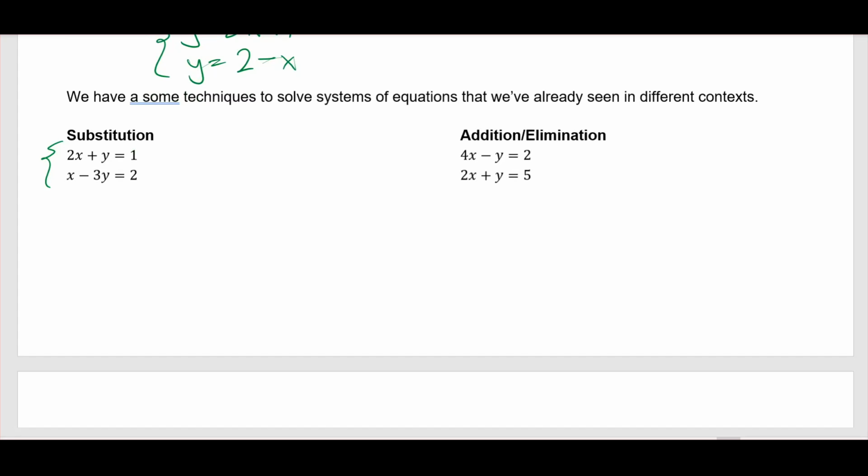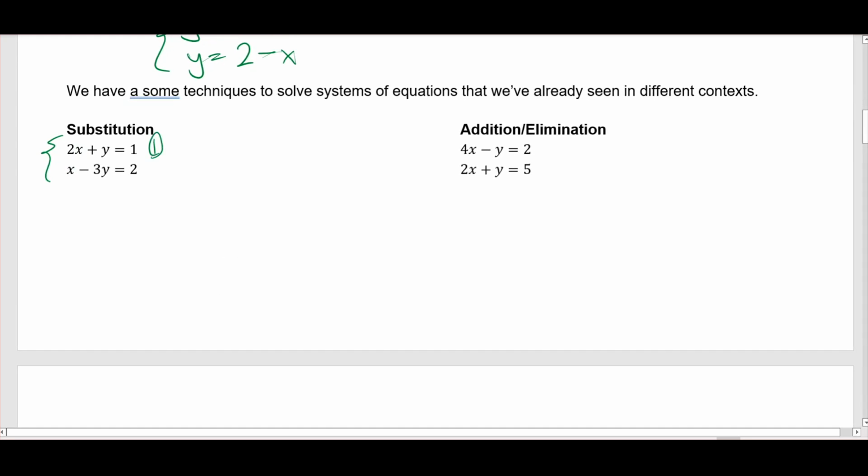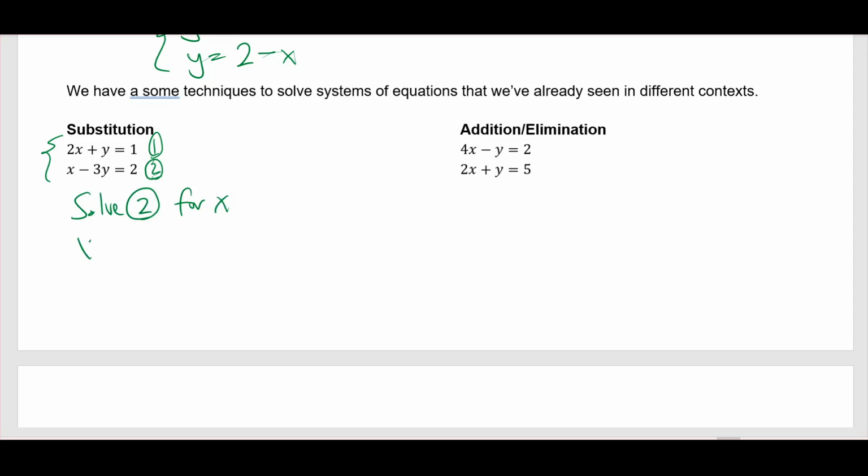Well, if I'm going to have a solution to this, x, y, as an ordered pair, whatever this number is, that's got to be the same number there, right? So the substitution method, we can choose, if I call that equation 1 and then call that equation 2, if I solve equation 2, so we're going to solve equation 2 for x. So we can do that, right? X is equal to 2 plus 3y.